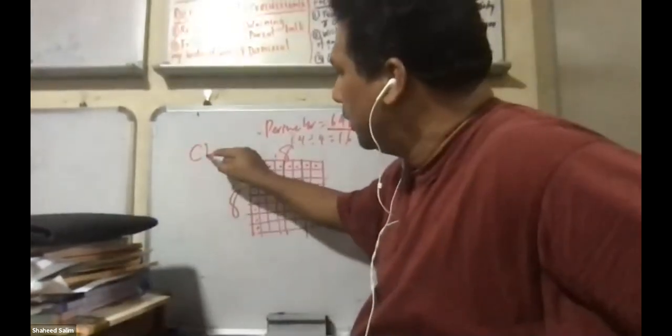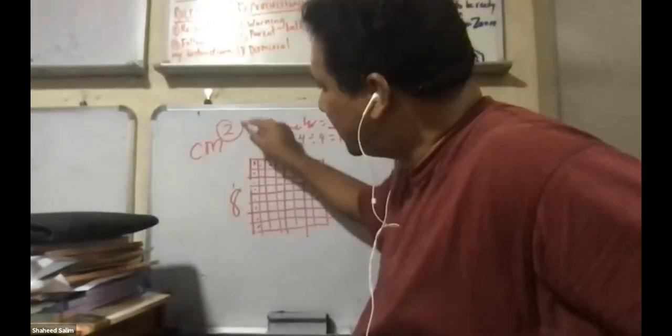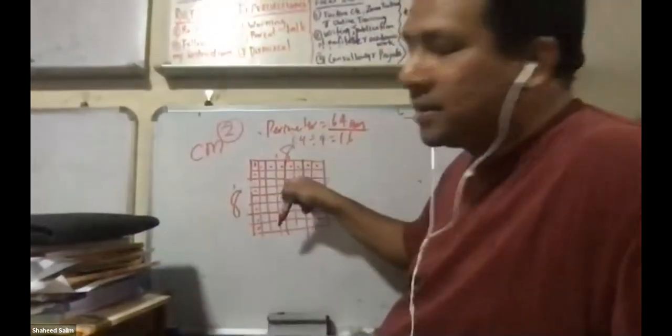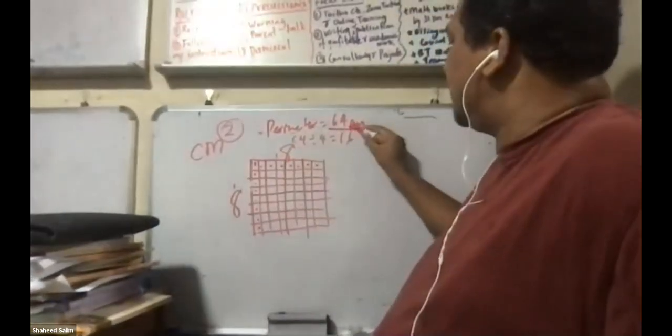Remember, look up down here. If you see a small 2 like that, this is area. Area is inside. If you see cm, it's outside.